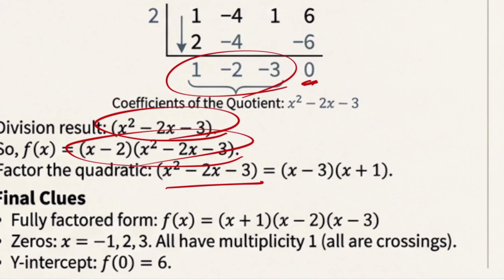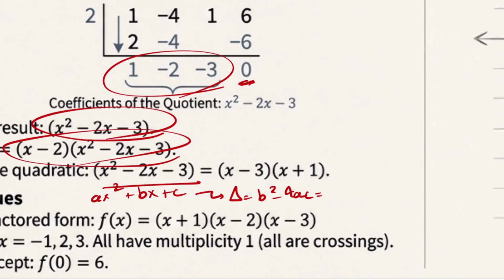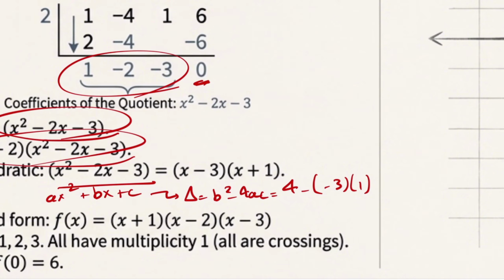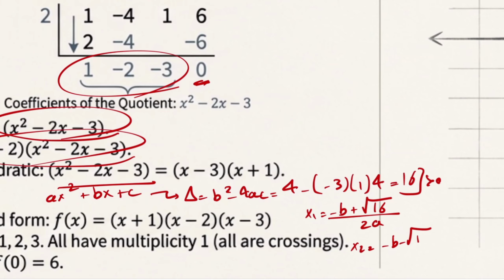My quadratic is x2 plus bx plus c, right? My delta was b2 subtracted by 4ac. If you do that, you have 4 subtracted by negative 3 times 1, and obviously it should be multiplied by 4 itself. So this is going to be 16. So delta is bigger than 0. For a fact, I do have 2 roots. How can I find the 2 roots? x1 is negative b plus the root of 16, the delta, divided by 2a, and x2 is the same thing subtracted by the square root of 16 over 2a. So if you do that, you get this.